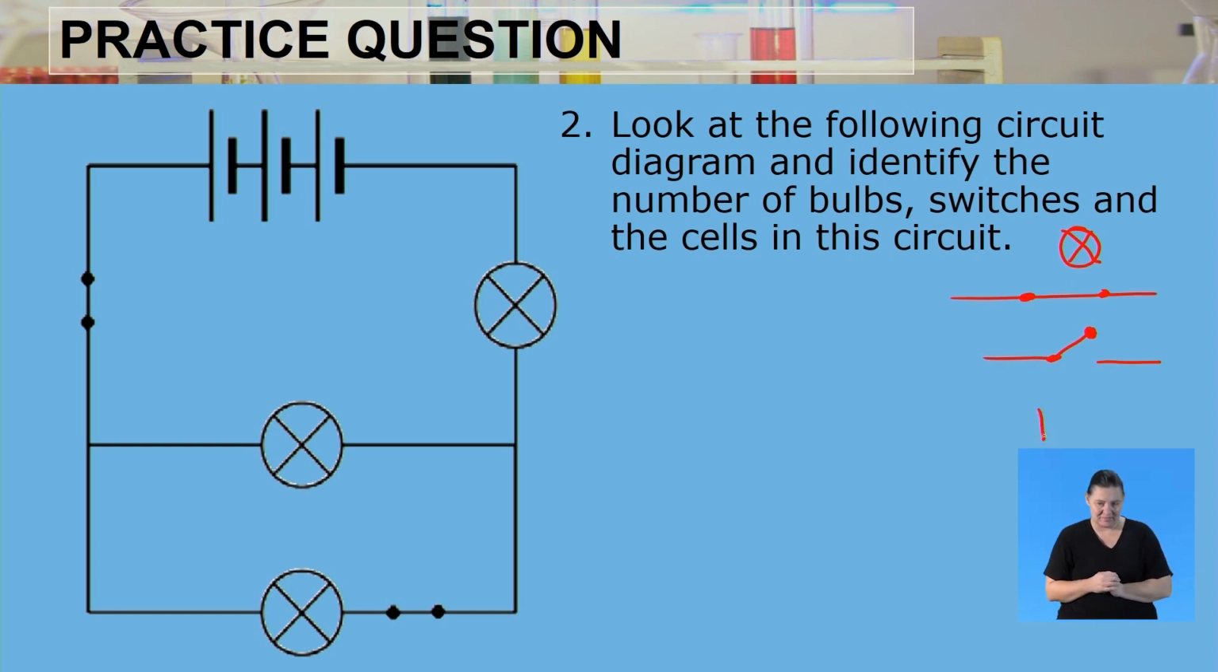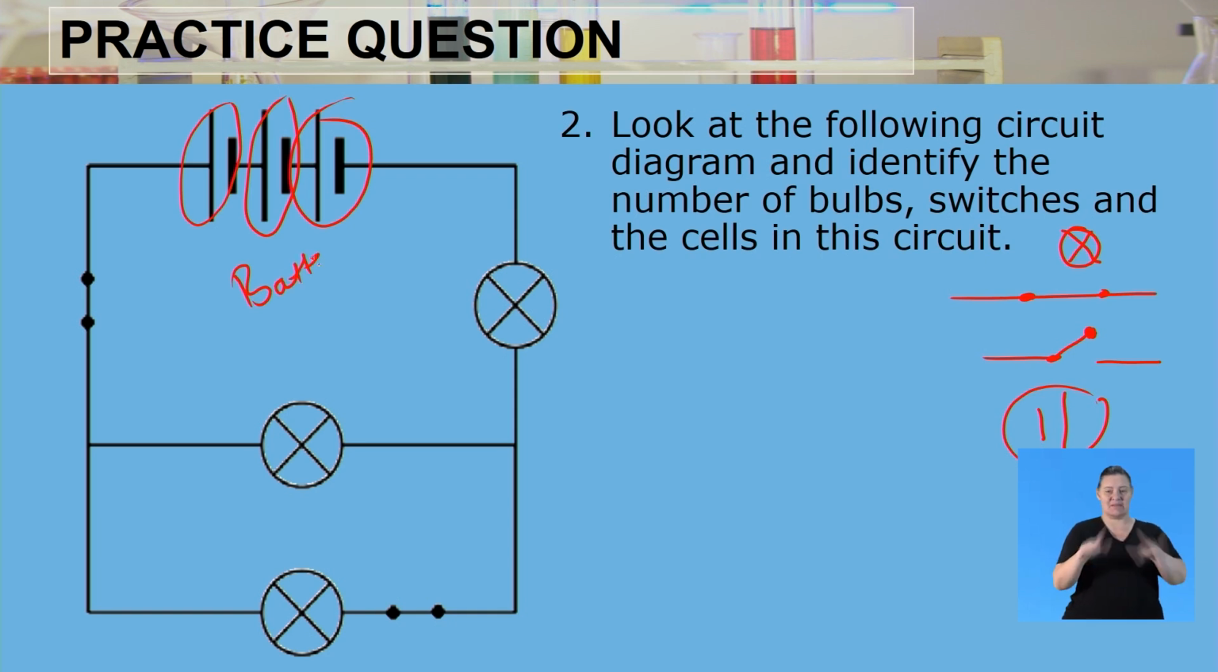And then your cell, we can have this for your cell. So now, in this particular diagram, we need to identify all of these things. What do we have? If it's one, it's a cell. More than one, it's a battery. So what we have here, we have 1, 2, and 3. So this is a battery that is made up of 3 cells.